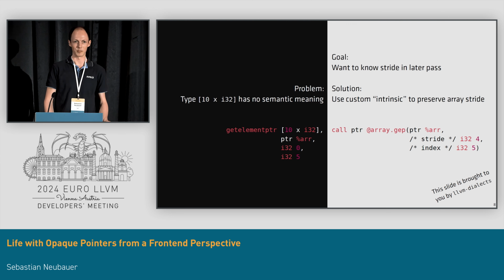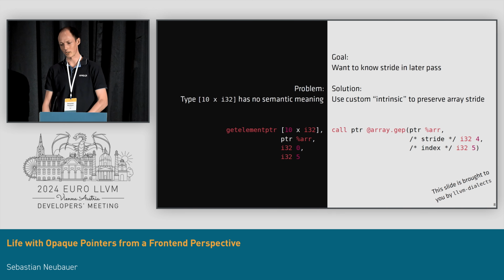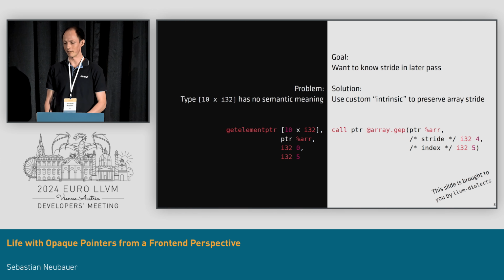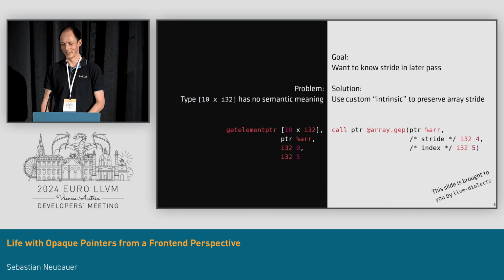So we have a custom function call that does the same as the getElementPointer instruction. So it gives back the pointer to the element at number 5, but it takes a stride argument and an index argument, and no LLVM transformation that we run will change that. If you ever have the need to add such intrinsics, LLVM dialects may be your friend because it makes it easy to do so.